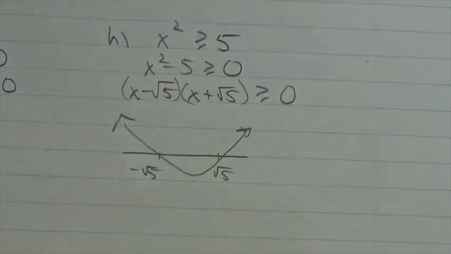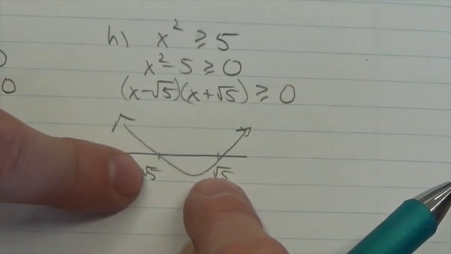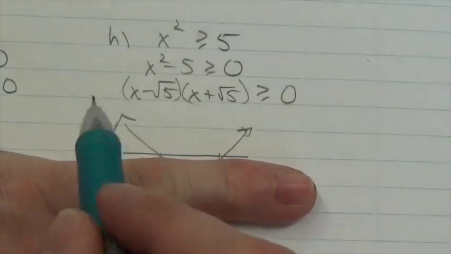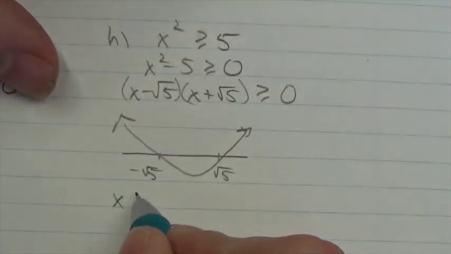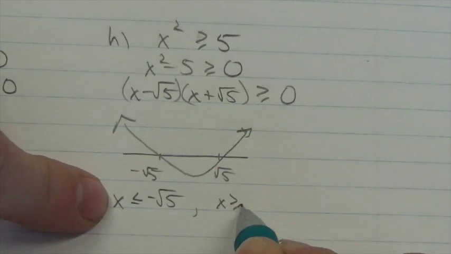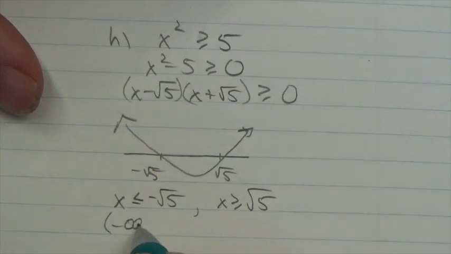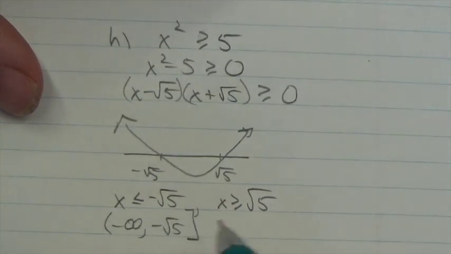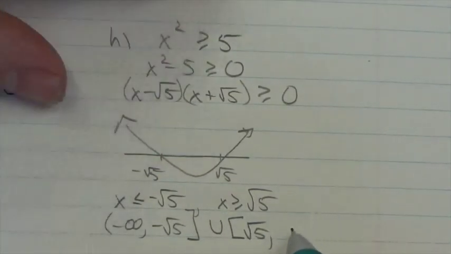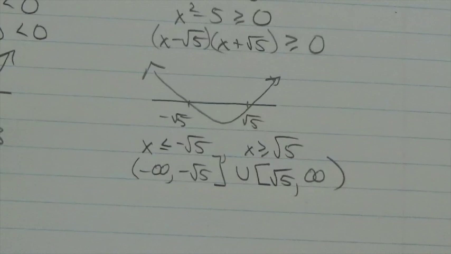Sorry. Now, I want to know where this thing is equal to 0. Well, that occurs at those 2 points right there. And then greater than 0. So cover up the underneath here. I want to know where it's above. And that's going to be back here when x is less than or equal to negative root 5, or x is greater than or equal to positive root 5. And then in interval notation, that will be negative infinity up to and including negative root 5, together with positive root 5 out to infinity. Okay? See, I love this stuff.